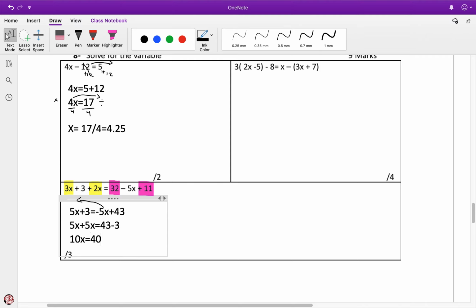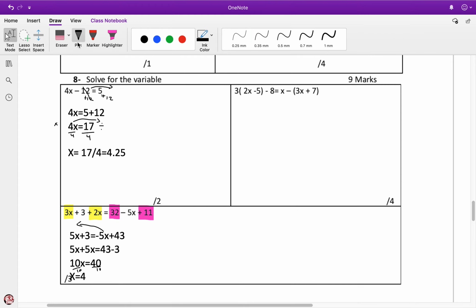And lastly, we have to get rid of the 10, so we're going to divide by the coefficient. So that's going to be x equals 4. So right here, we're dividing by 10. Or if you think about it, it's a multiply on this side, so when it comes over, it becomes a division.